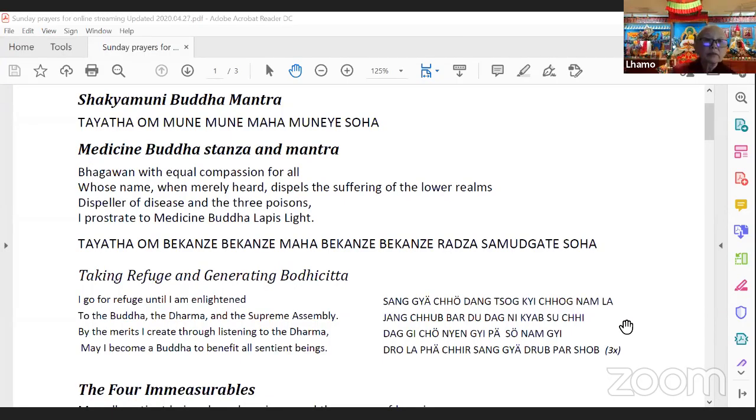Along with equal compassion for all, whose name merely heard dispels the suffering of the lower realms, dispeller of the disease of the 3 poisons, I prostrate to Medicine Buddha, lapis lazuli.